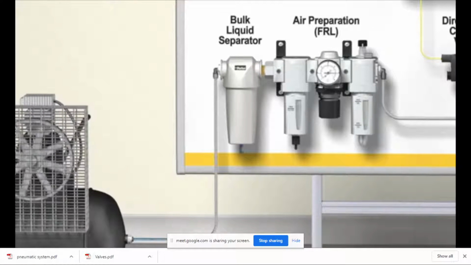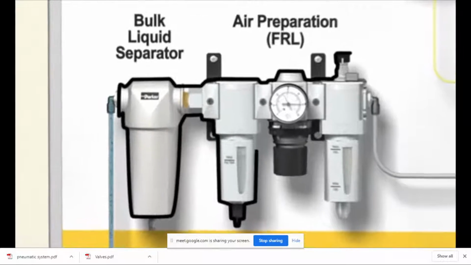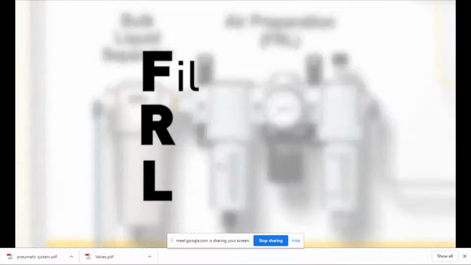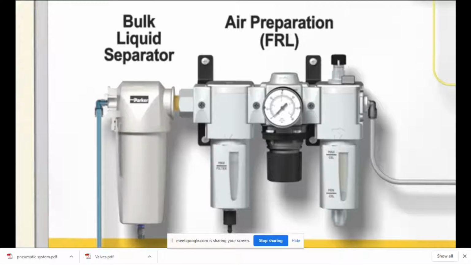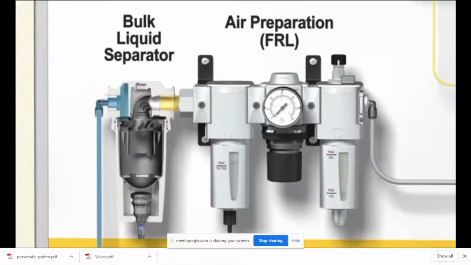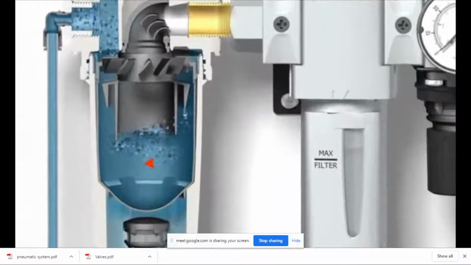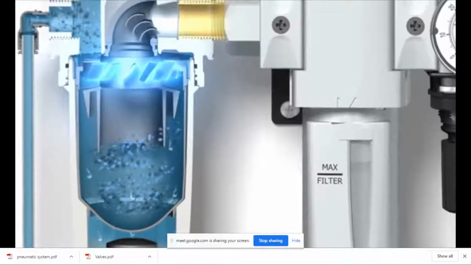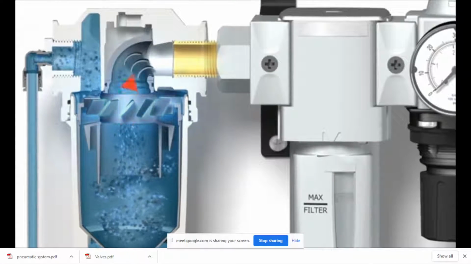The compressed air will travel through a tube or line to the next component, called an air preparation unit, or FRL. FRL is short for filter, regulator, and lubricator, which are common pieces that make up the air preparation unit. Typically, the first unit is a bulk liquid separator, which circulates or spins the air using specially shaped vanes. The rapid circulation of the pressurized air sheds unwanted moisture due to centrifugal force.